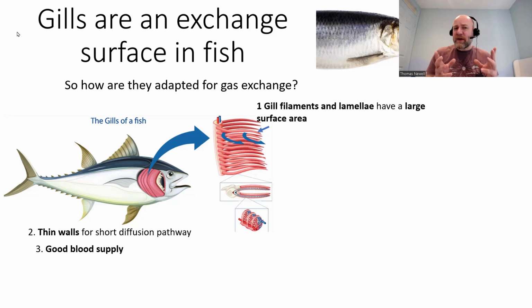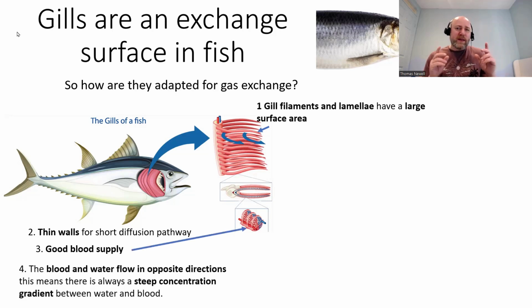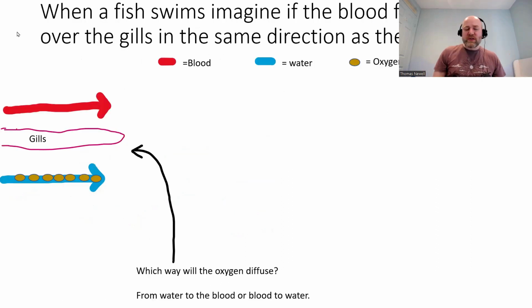There's an extra thing that fish have, a system called the countercurrent flow system. This is where the blood and the water flow in opposite directions, and this maintains a steep concentration gradient between the water and the blood. So oxygen is always moving from the water into the blood, and the fish aren't losing oxygen that way. Now, imagine if the blood flowed over the gills in the same direction. And that's what we've got here. This is a bad thing, and this doesn't happen. But in order to understand why fish have a countercurrent, we're going through this.